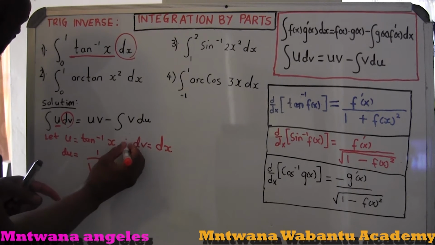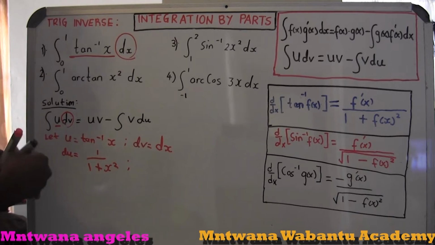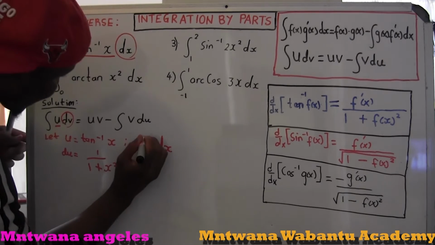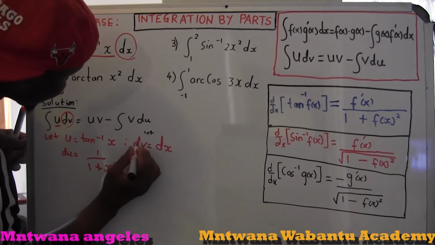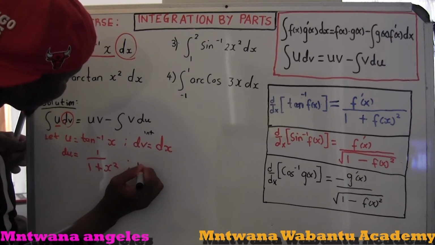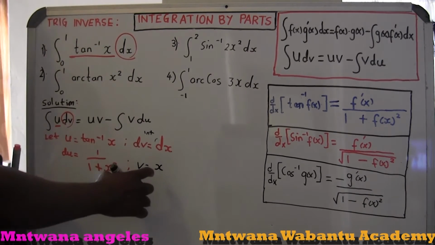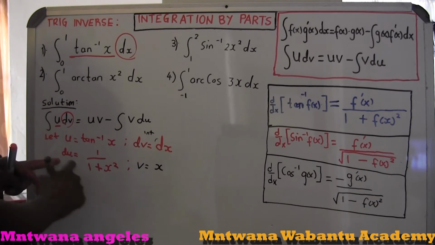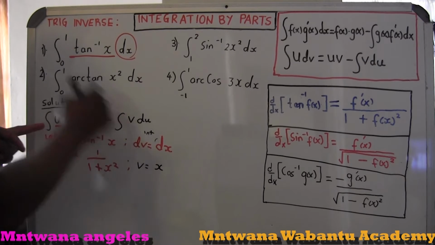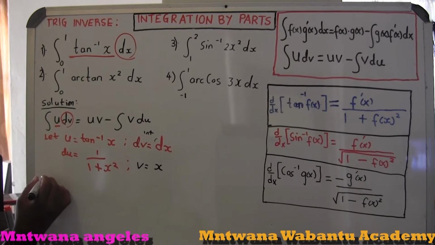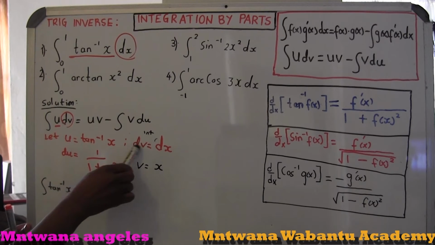Now we come here, we integrate this one. When you integrate dv, you're going to get v, and when you integrate dx, it's going to give you x. Okay, so what we're going to do now, I'm going to take all of this and put it in the formula. Okay, cool. So now this is going to be integral. What is our u? Our u is tan inverse of x. What is dv? Our dv equal to dx.